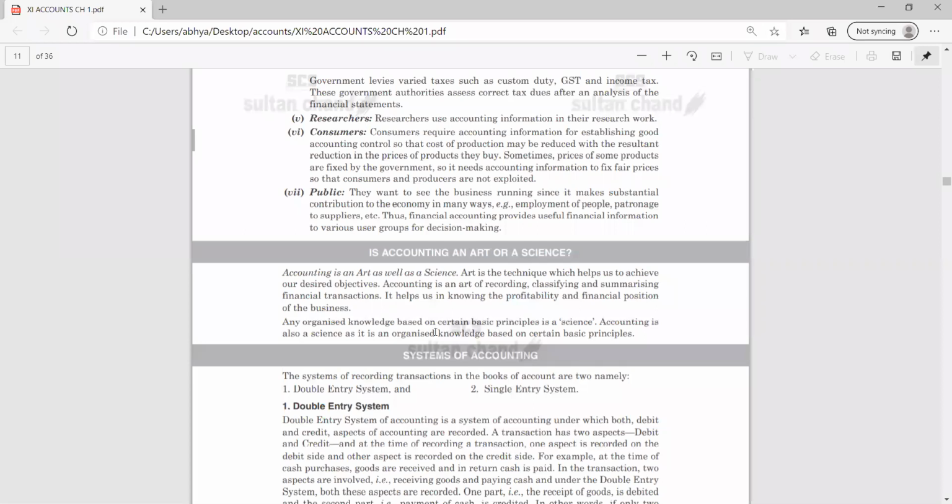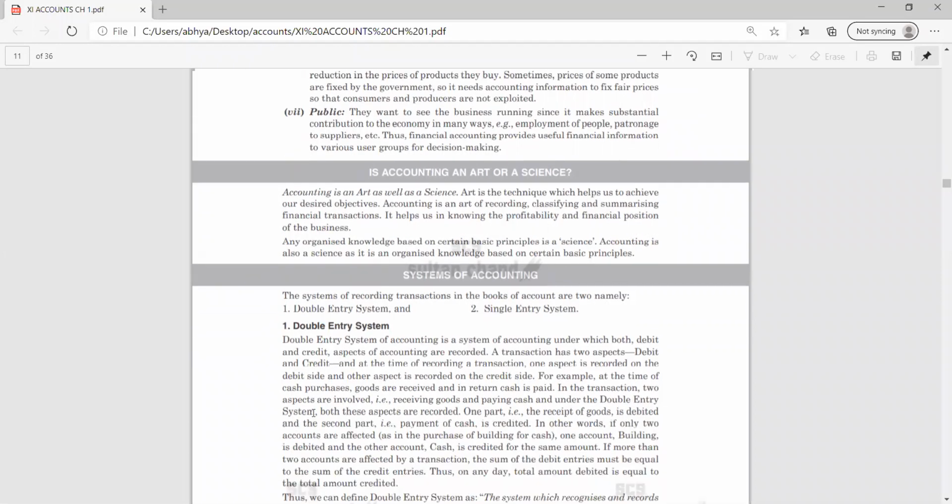Then we did accounting is an art or science. So your answer will be both. Science gives us knowledge and art tells us how to apply that knowledge, so accounting has both aspects. Accounting is an art of recording, classifying, summarizing, and it is a science which is based on certain principles. So it is both.